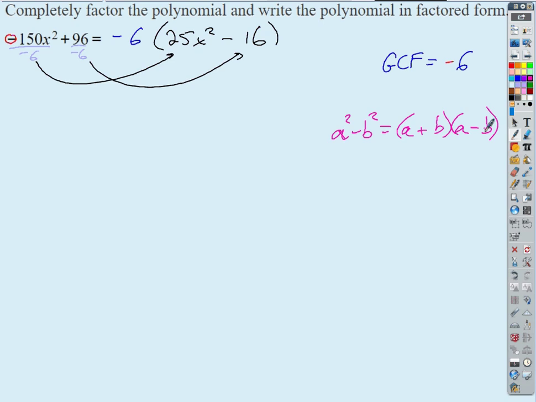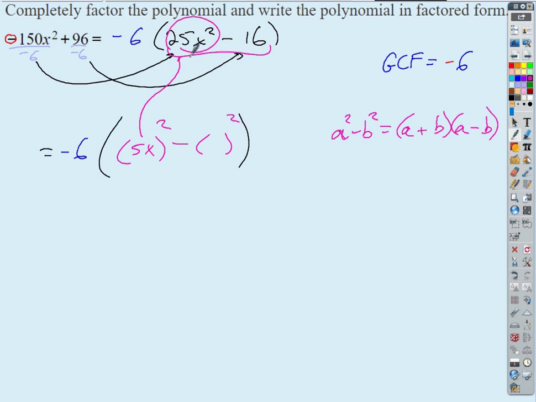So then the question is, can I take everything in here, right? So this is equal to, I've already got my -6 outside, and I've got my black parentheses. Can I turn all that stuff inside into an a squared minus b squared pattern? Okay, what's my a? 5x, everybody agree? If I square 5x, that's going to give me 25x squared, right? What's b? 4. If I square 4, I'm going to get my 16. Okay, so it does fit the pattern.